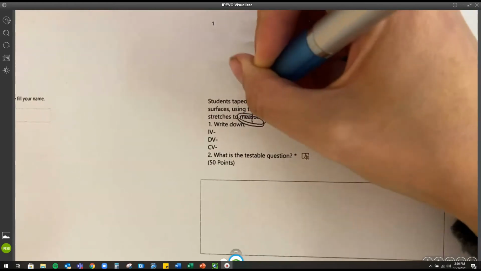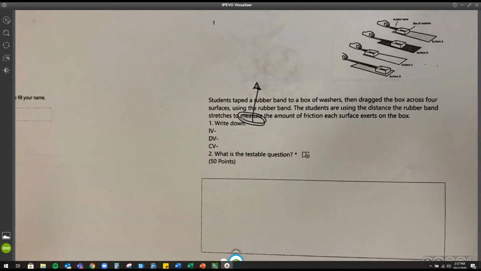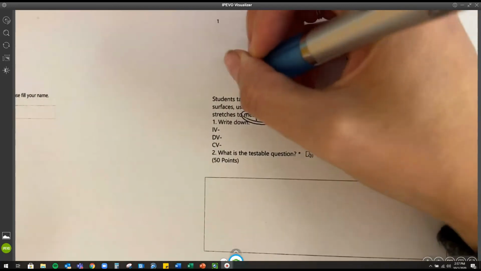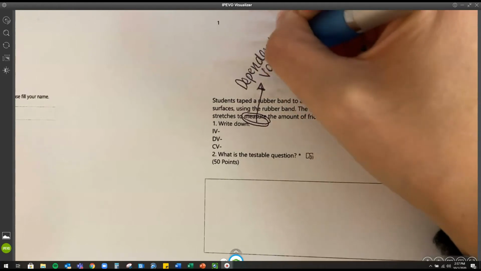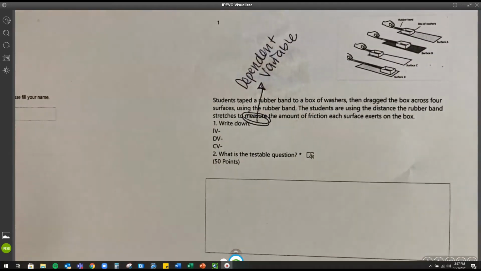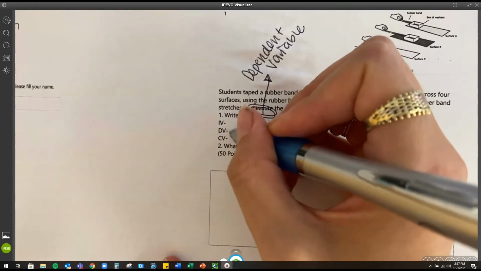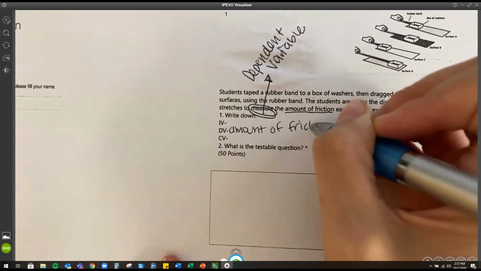What is my variable that measures, Miguel? What is the variable that measures? The one that measures. The dependent variable. Dependent variable. That's the one that measures. So it's measuring the amount of friction. So I'm going to put here on dependent variable, amount of friction. Fix it if you need to fix it.